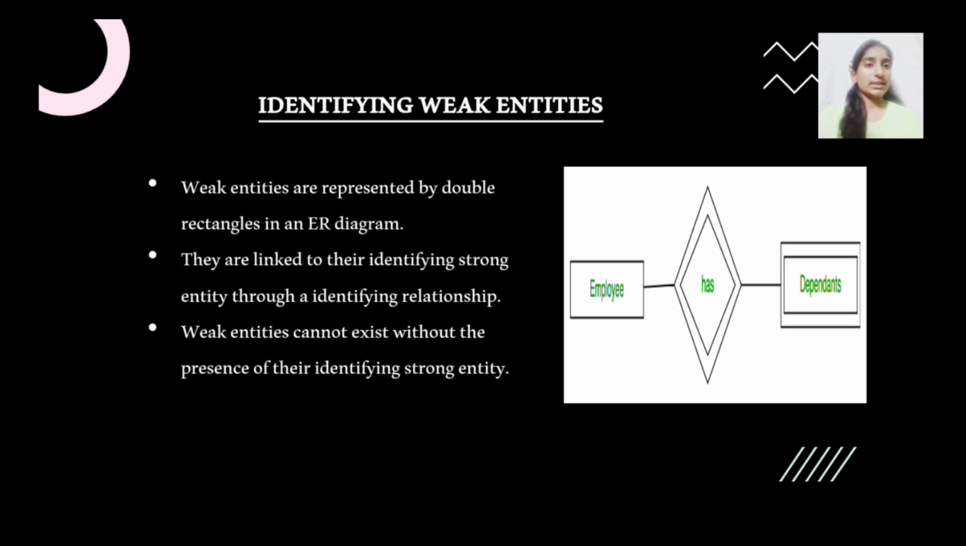Identifying weak entities. Weak entities are represented by double rectangles in an ER diagram. They are linked to their identifying strong entity through an identifying relationship. Weak entities can't exist without the presence of their identifying strong entity.